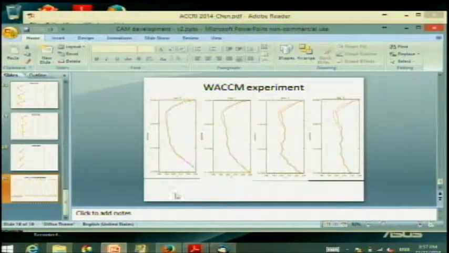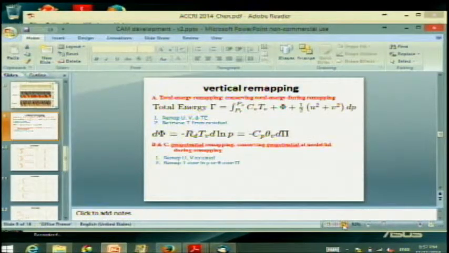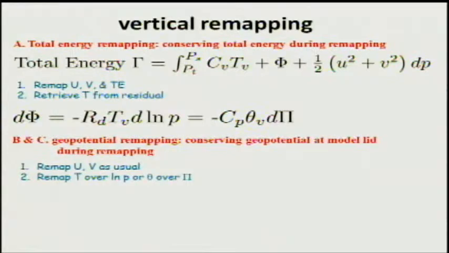So I'll just give you an overview of what's being done in the finite volume dynamical core. There's a vertical remapping procedure because it uses a floating vertical coordinate. So this is the total energy in the dycore. Basically, the strategy is you calculate total energy in every layer, and then you map total energy and U and V. Then you try to retrieve temperature from the residual in the total energy. That's somewhat counterintuitive, but that's what's being done.